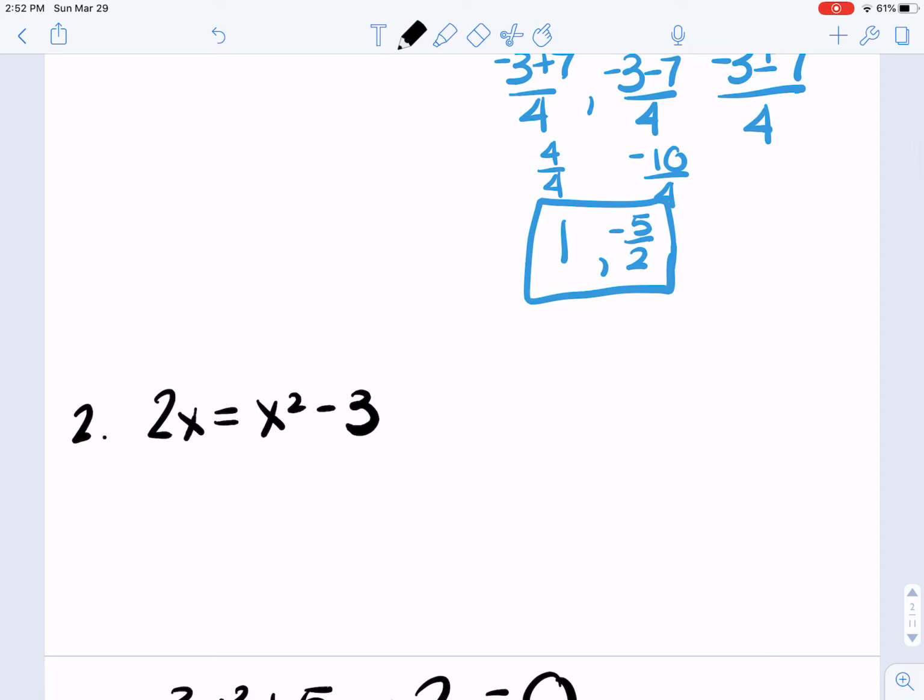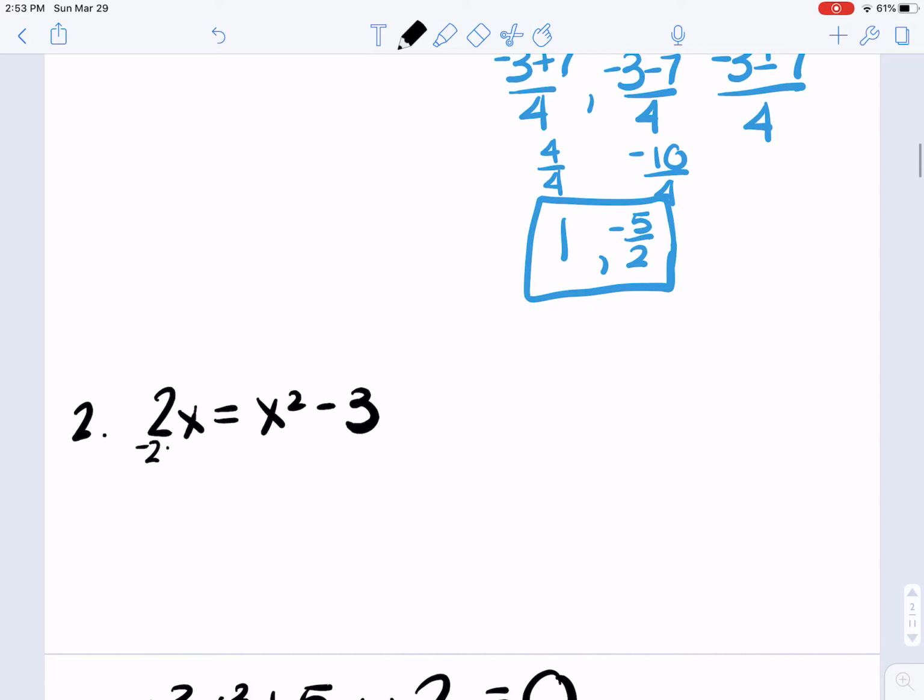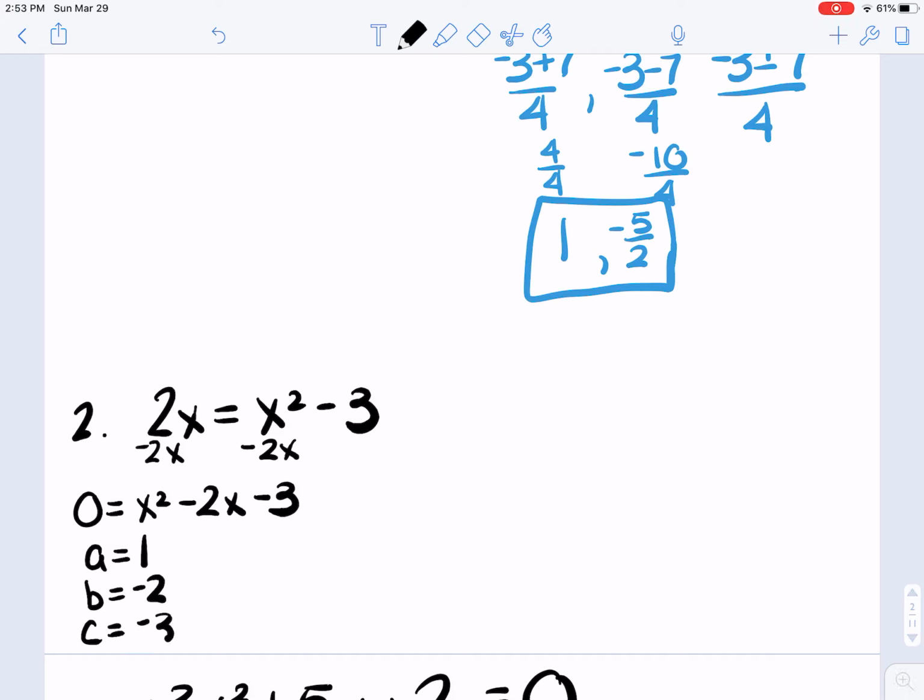In the second example, I need to rearrange this so that I have everything over to one side. So I'm going to bring over the 2x. So now I have 0 equals x squared minus 2x minus 3. My a value is 1, my b value is negative 2, my c value is negative 3. So now I'm going to put everything into the equation.